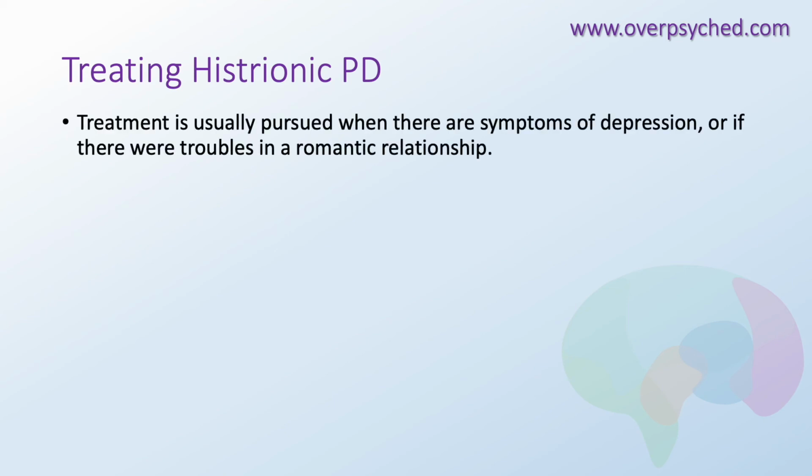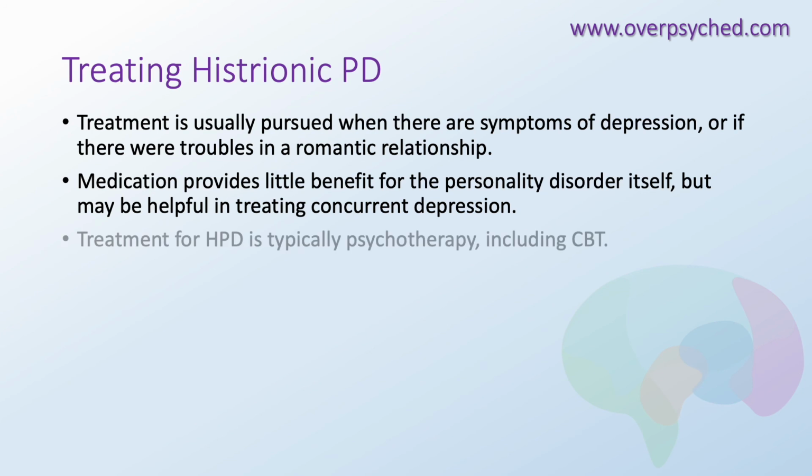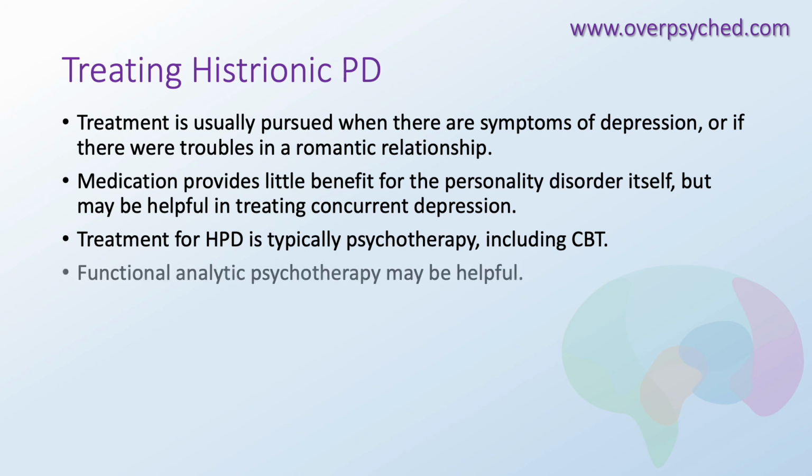Individuals with histrionic personality disorder tend to not pursue treatment for it unless there are symptoms of depression or if there were troubles in a romantic relationship. As is the case with most personality disorders, medications provide little benefit unless there are concurrent conditions such as depression. The mainstay for treatment of histrionic personality disorder is typically psychotherapy, including CBT. Functional analytic psychotherapy may also be helpful.